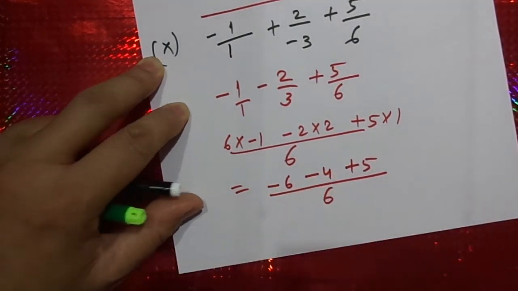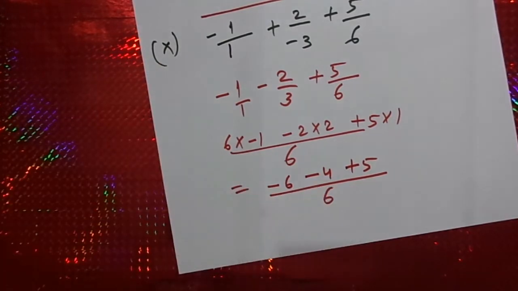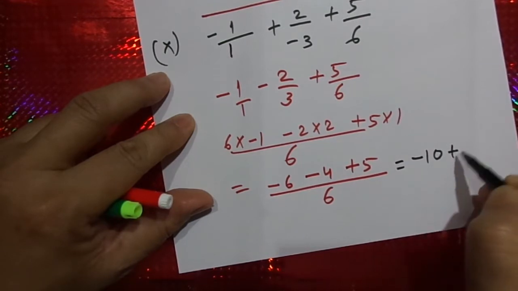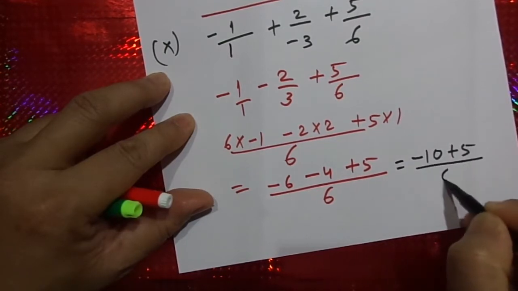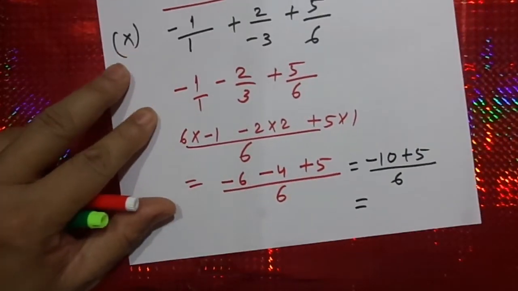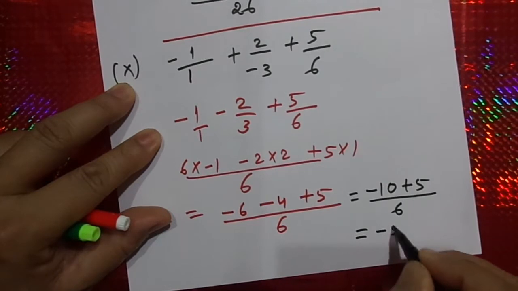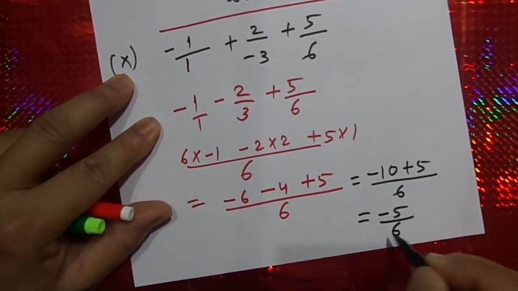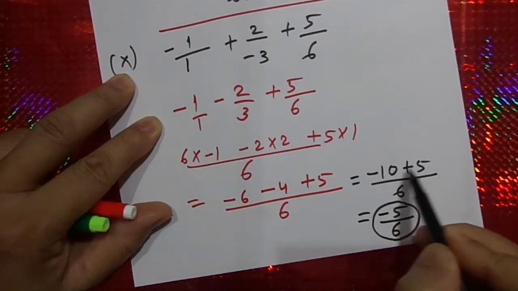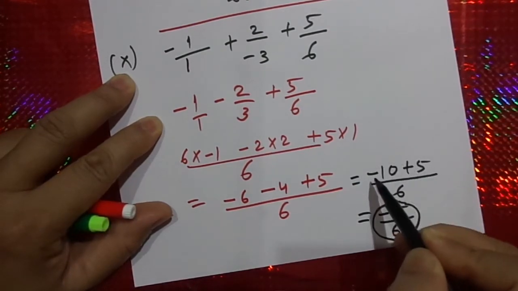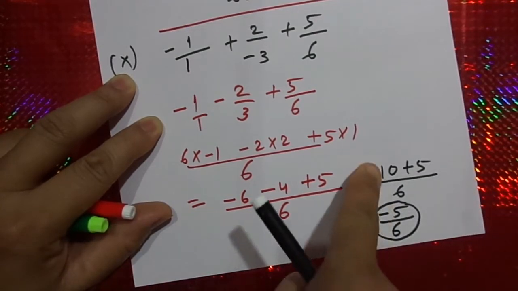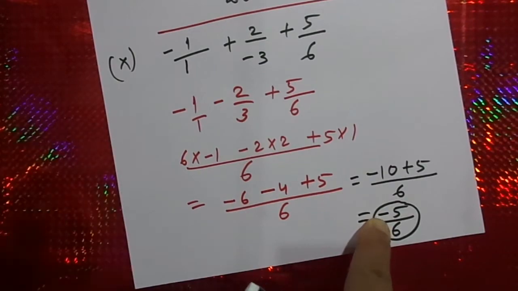We have the same sign, so same signs should be added. It will be equal to minus 10 plus 5 by 6, which will be equal to minus 5 by 6 as your solution, because when we add two numbers having different signs, we subtract them and then the sign of the bigger number exists. Okay.